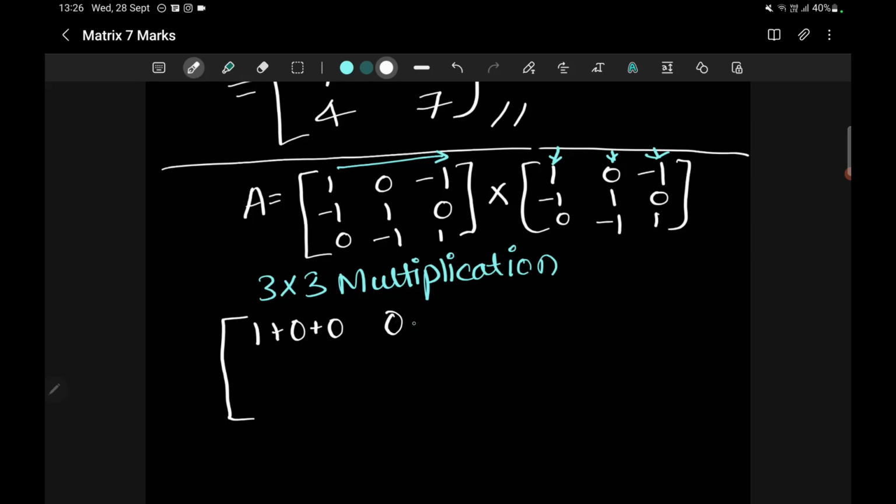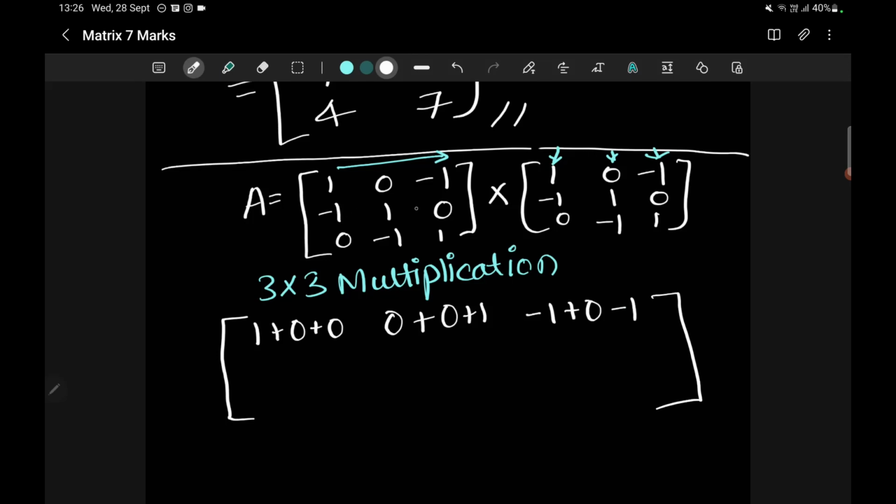1 into 0 is 0. Plus 0 into 1 is 0. Then minus 1 into minus 1 is plus 1. 1 into minus 1 is minus 1. 0 into 0 is 0. Minus 1 into 1 is minus 1.